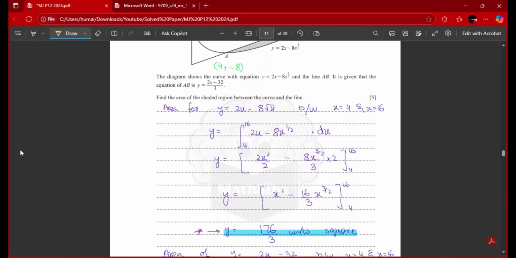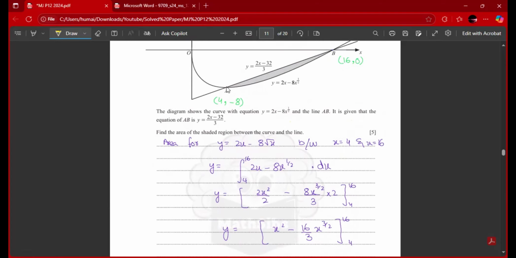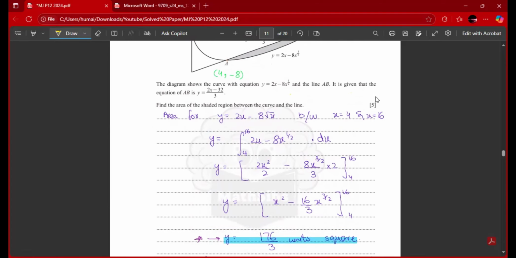To find the area of the curve, we need integration. Integration is quite simple if you understand the concept. We have the upper bound and the lower bound because we are talking about the x-axis, points A and B. We have to find the area between these two points. The x-values are 4 and 16.